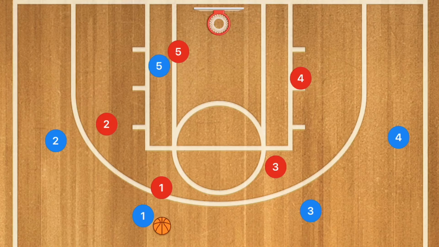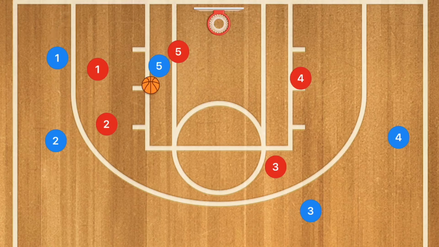Now in this next play, instead of having the entry pass to player 2, we're actually going to run an entry pass over to player 5. And how we're going to run this now, this will only work really well against a man-to-man defense. Player 1 is going to go down to that low corner. We have now created the triangle.